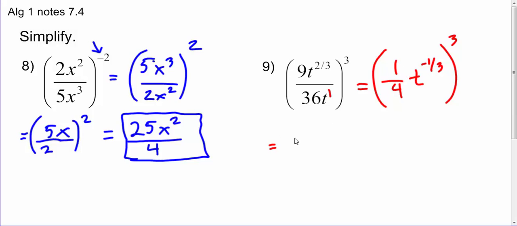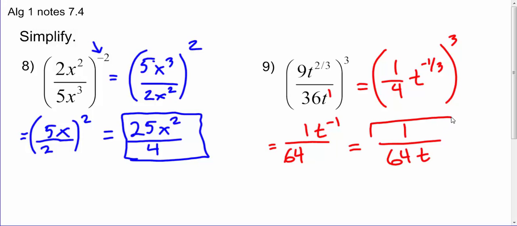Okay, so 1/4 to the third is 1 over 4 times 4 times 4, which would be 64. t to the negative 1/3 to the third, that's the situation where you multiply exponents, so that's t to the negative 1. All right, so let's clean this up one more step. I need to move t to the denominator, so it would be 1 divided by 64t.